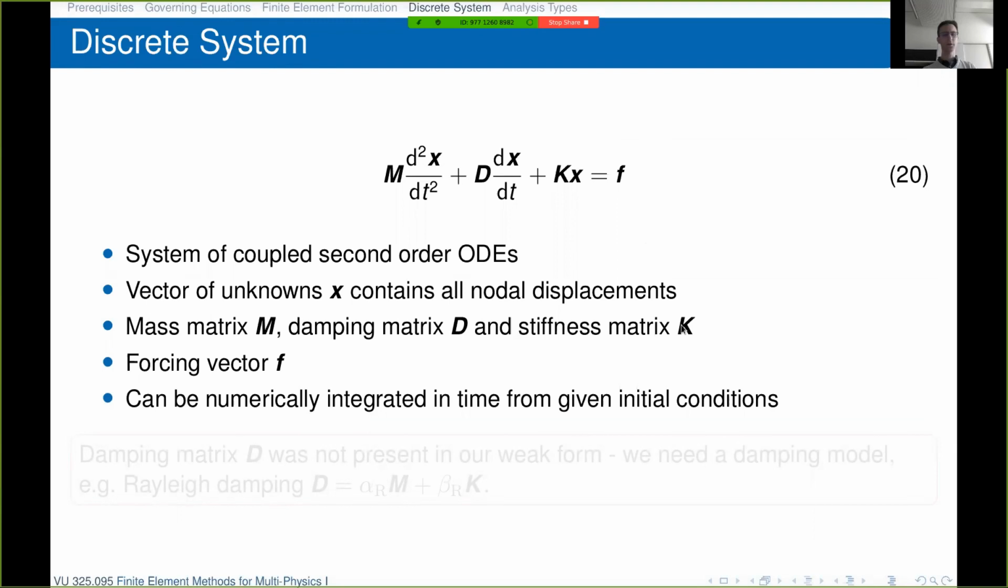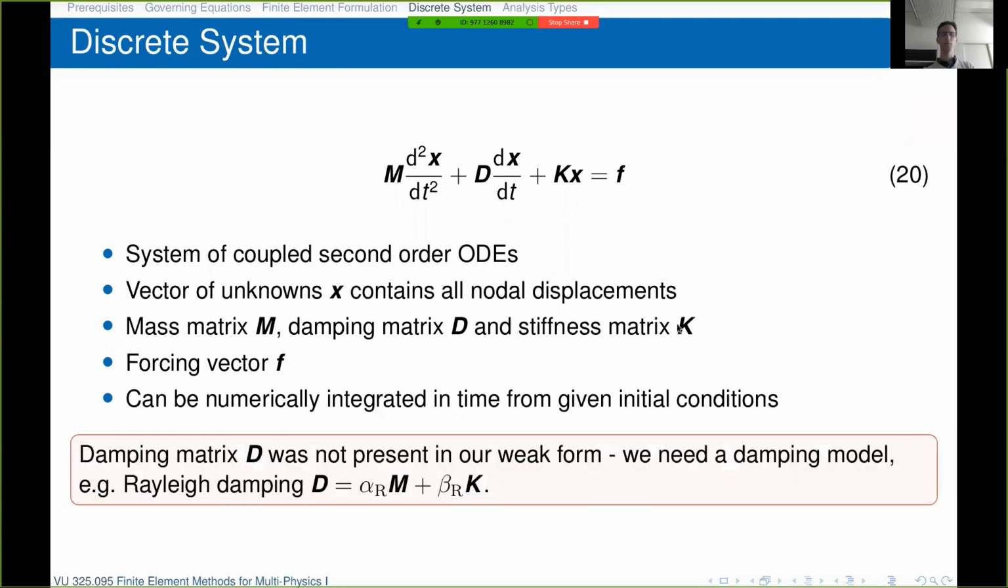Note also that the damping matrix D was not present in our weak form, so we have not assumed any damping. If we want a damping model, we need to assume something. So either within our continuum modeling, but Hooke's law doesn't provide any damping, and a frequently used damping model is the so-called Rayleigh damping, where the damping matrix is simply made proportional to the mass and stiffness matrix by 2 coefficients alpha and beta.